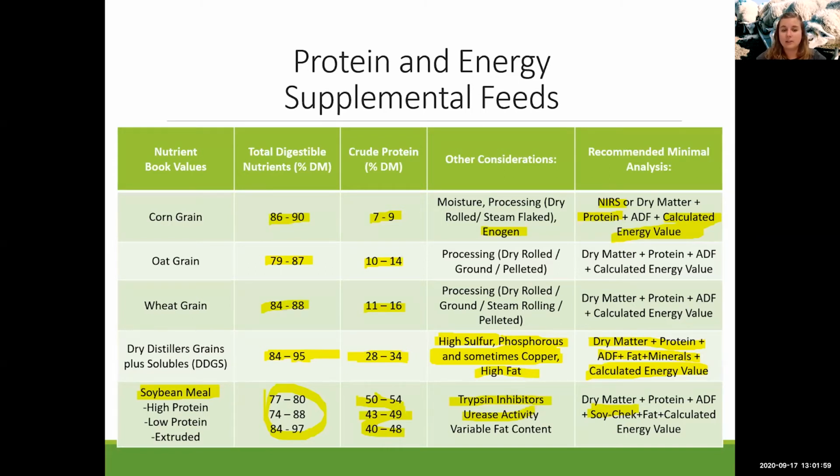And again, these also have variable content, with those high protein having the least amount of fat. Oh, excuse me, did I say protein? I meant fat. Okay, so for that, I recommend dry matter, protein, ADF. I do recommend to do the soy check once in a while, fat, and then of course your calculated total digestible nutrient values.